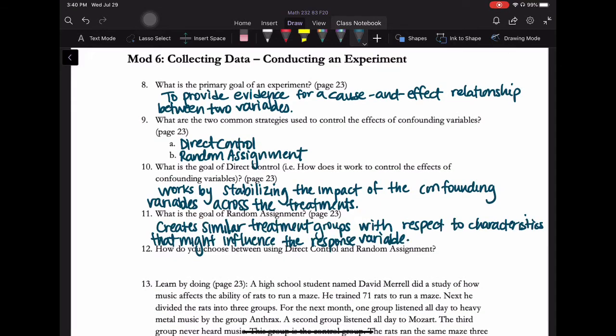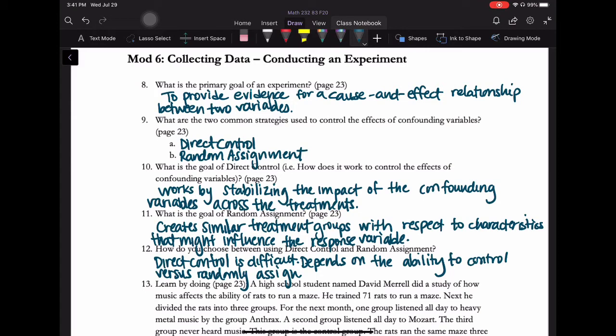Are you going to use direct control or are you going to use random assignment? Well, directly controlling is often difficult, and so your decision between using random assignment and direct control is all about your ability to do direct control or not. So if you can't directly control, you're going to use random assignment. If you can directly control, ideally, you would like to be able to do that, but sometimes that can be expensive or unrealistic.